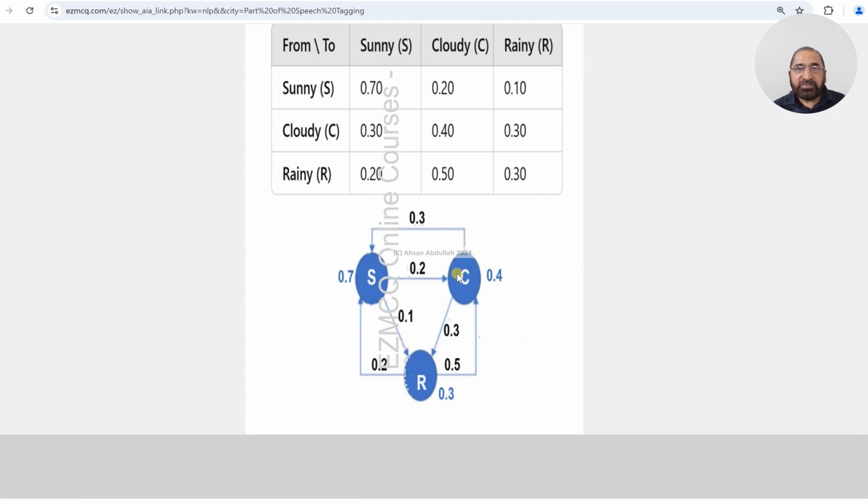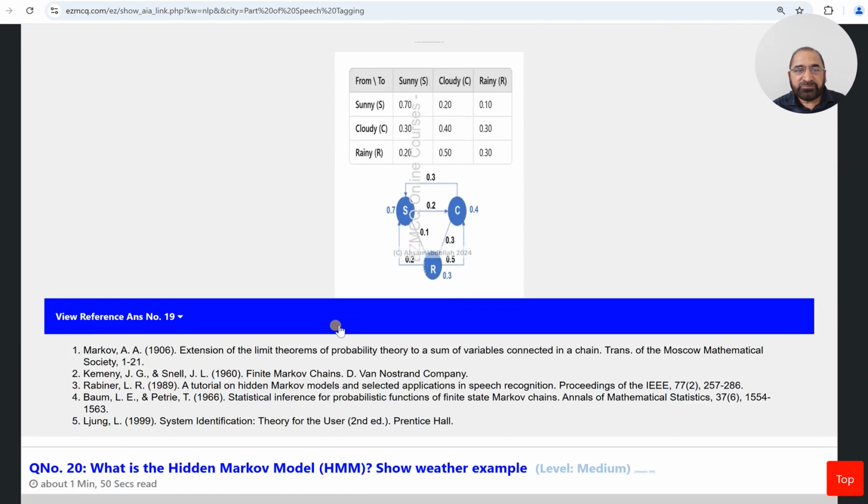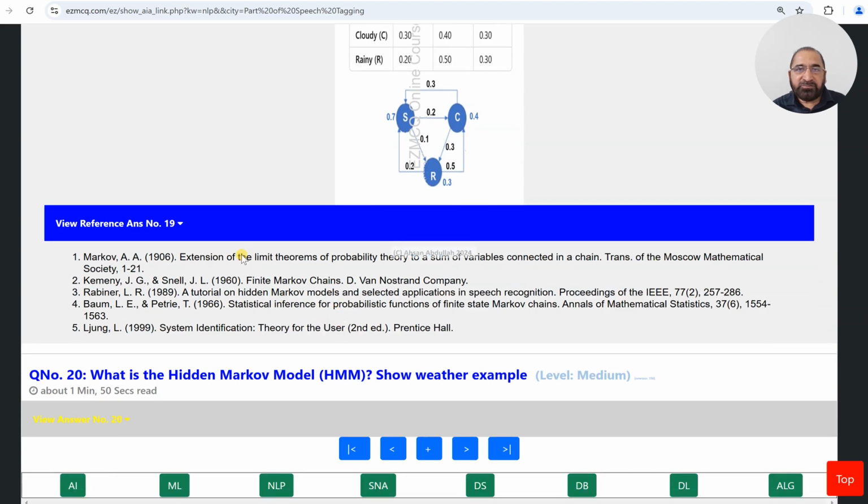Okay, so basically how it is applied: if this is the tag of a word, then based upon the Markov model, what would be the tag of the next word? This is how it's going to be used, and it has been around for more than 100 years, 125 years, something like this.